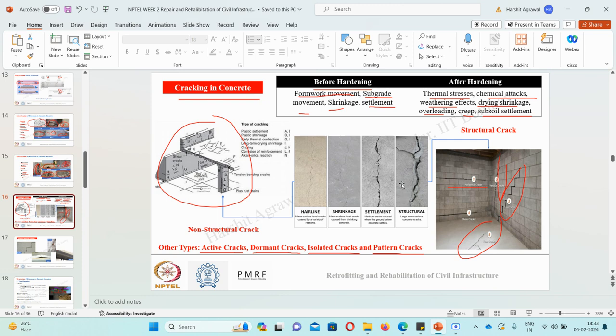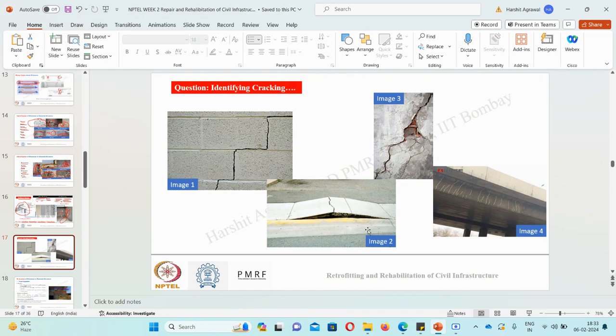Okay. So let's see this question now. There are four images, and you need to identify the reason behind the distress in these four images. Okay. So I will wait for a couple of minutes. I will mute myself. You think about all the four images, and then we will discuss.